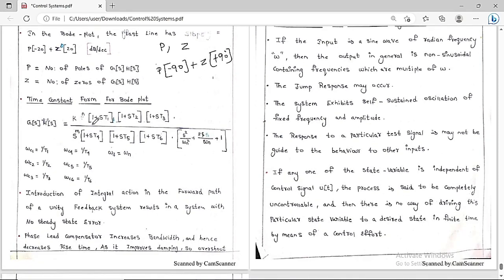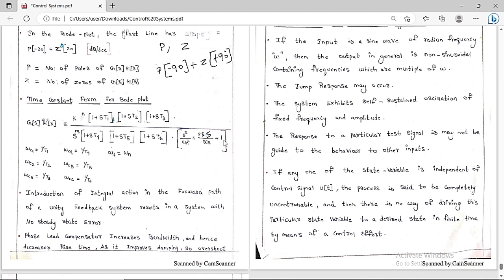The next point is the time constant form for the Bode plot. I already told you, always keep the open loop transfer function in the time constant format for doing the analysis. G(s)H(s) is equal to K into s to the power of n, into (1 plus sT1) into (1 plus sT2) into (1 plus sT3), divided by s to the power of n, into (1 plus sT4) into (1 plus sT5) into (1 plus sT6), then (s squared by omega n squared plus 2 zeta s by omega n plus 1). So this is the standard way of writing.